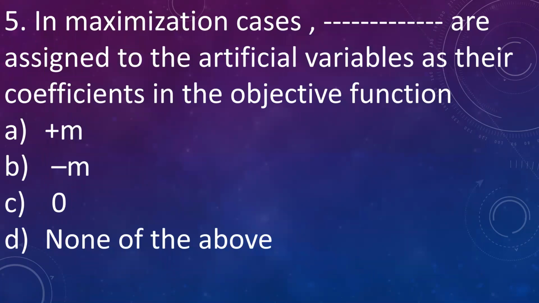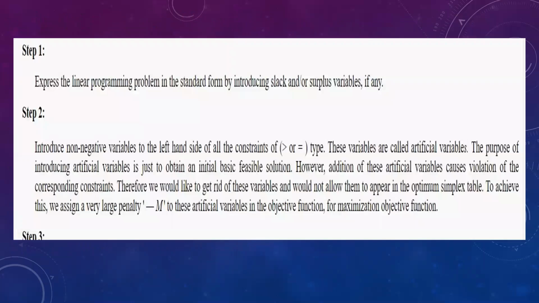Next question: in a maximization case, what are assigned to artificial variables as their coefficients in the objective function? A plus M, B minus M, C 0, D none of the above. Answer: in case of a maximization problem, when we add artificial variables, we assign a minus M coefficient, whereas in a minimization problem, when we add slack variables, our coefficient will be 0, but for artificial variables it will be minus M. We introduce a non-negative variable to the left-hand side of a constraint of greater than or equal to type. These variables are called artificial variables.